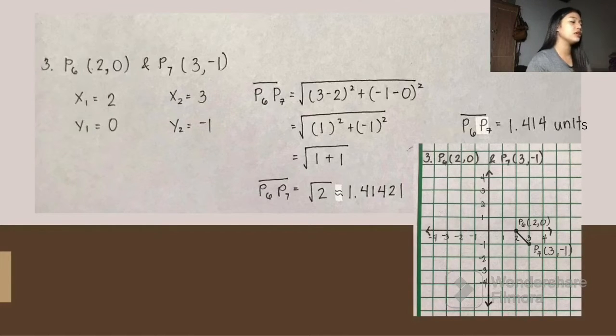Distance of P sub 6, P sub 7 is equal to the square root of (3 minus 2) quantity squared plus (negative 1 minus 0) quantity squared. Square root of 1 squared plus negative 1 squared, and 1 squared is equal to 1. Negative 1 squared is equal to 1. Square root of 1 plus 1 is equal to square root of 2, which is approximately equal to 1.41421. Distance of P sub 6 and P sub 7 is equal to 1.414 units.